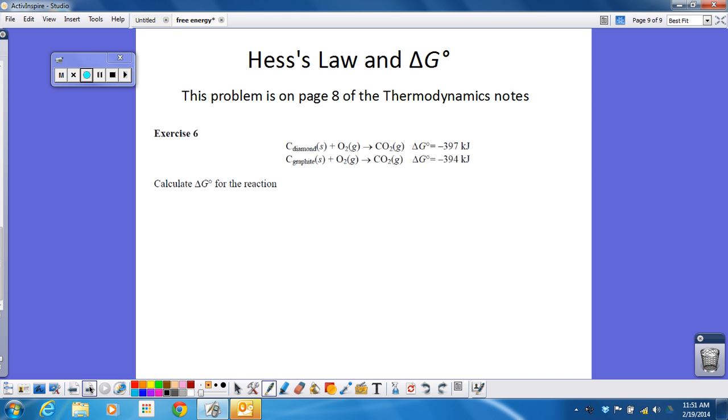So the reaction is actually missing up here. What I want to do is change graphite into diamond. That's the process I'm looking at. So carbon, graphite, this is not gas, but graphite, changing into carbon, diamond. If I look at this, the first reaction needs to be flipped: CO2 yields C diamond plus O2. Since I flipped the reaction, the delta G becomes positive 397 kilojoules.